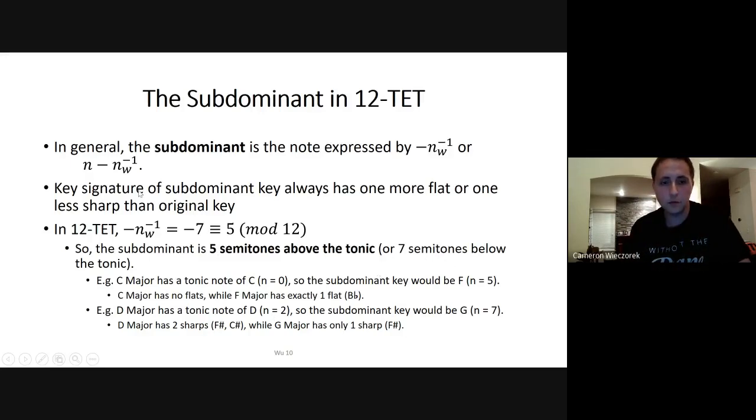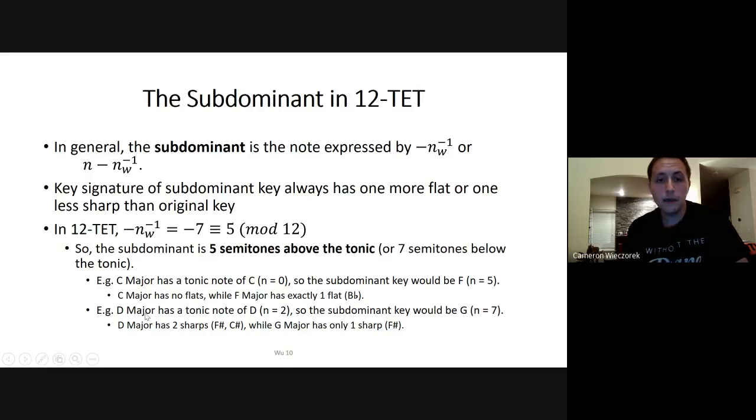And this falls in line with what we said here. C major has a tonic note of C, so n equals 0. The subdominant key, if you either subtract 7 or add 5, you land at F. And you gain a flat when you go from C major to F major. F major has exactly one flat, B flat.